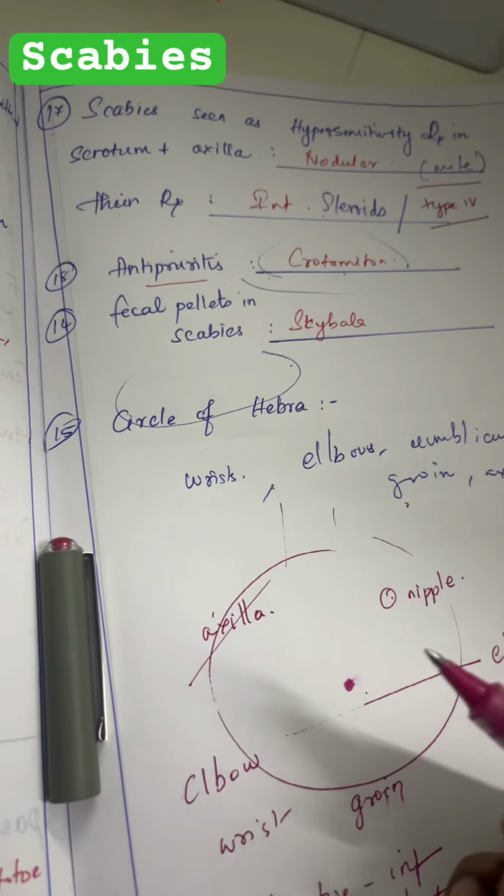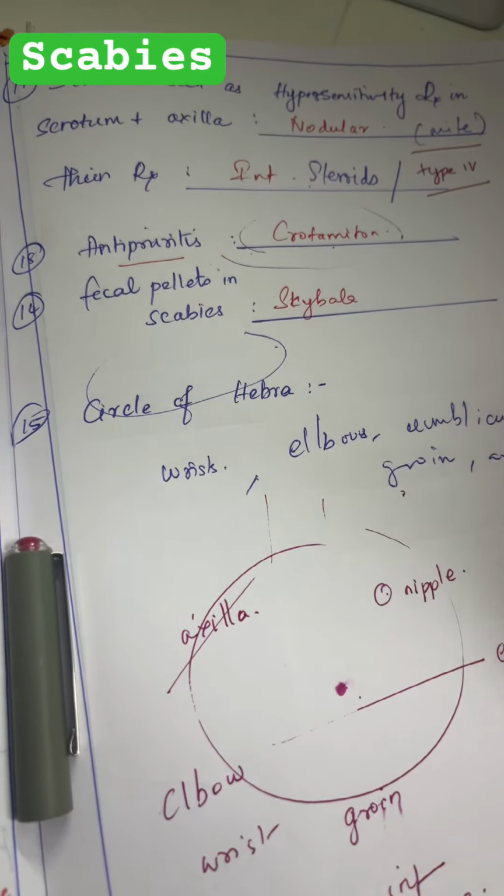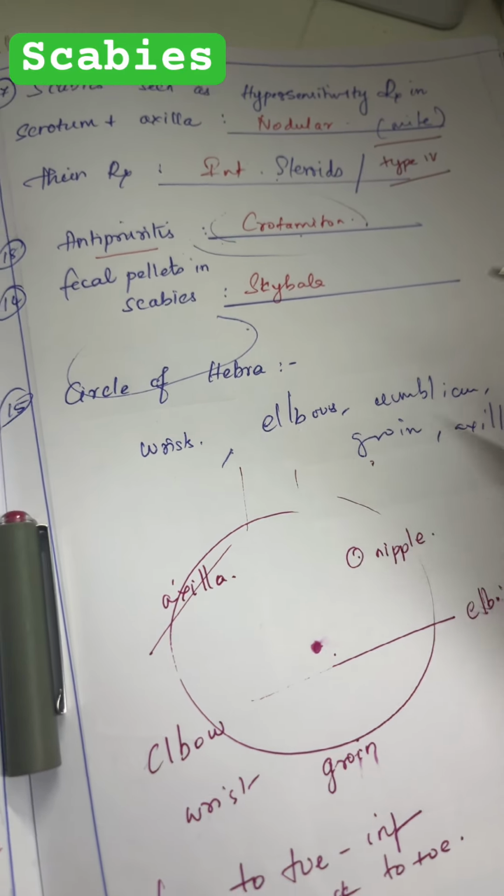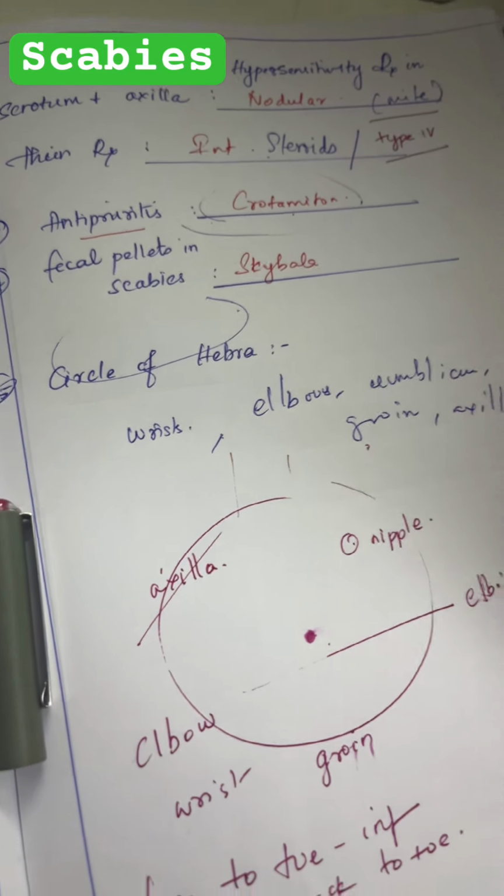And how do you apply the permethrin? Neck to toe in adults and head to toe in the case of children. Okay, and you ask the patient to wash the clothes in hot water. Okay, that's it.